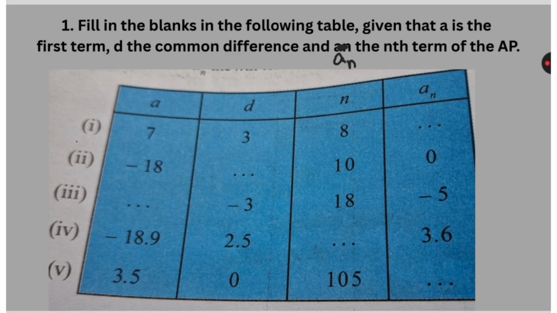The first question: the first term is 7, the common difference is 3, and we need to find AN. So they have given the first term as 7, and the common difference is 3. The number of terms is 8. So we need to find AN.